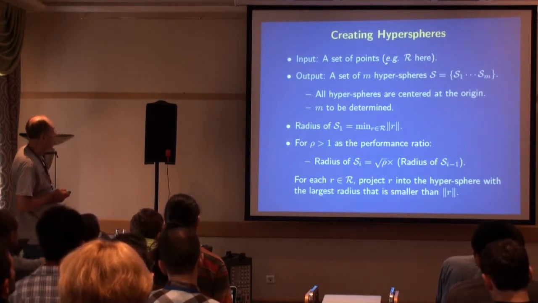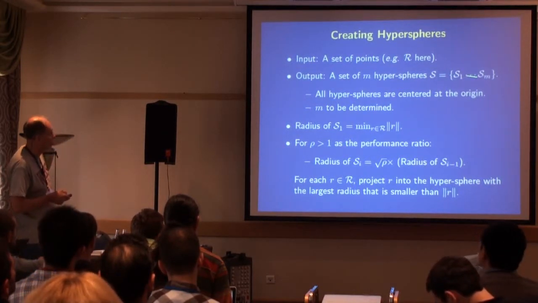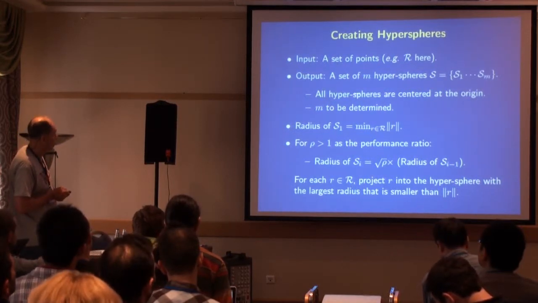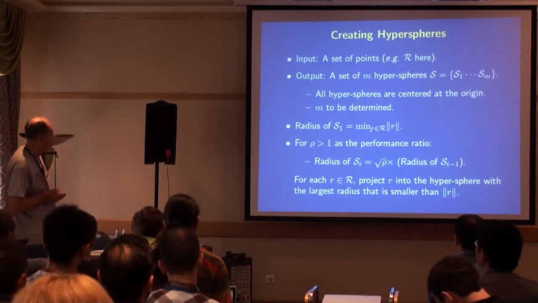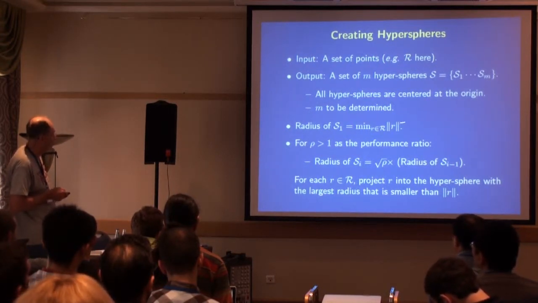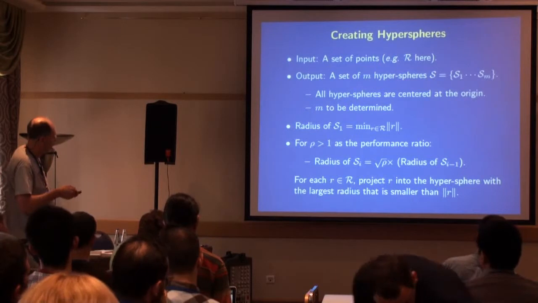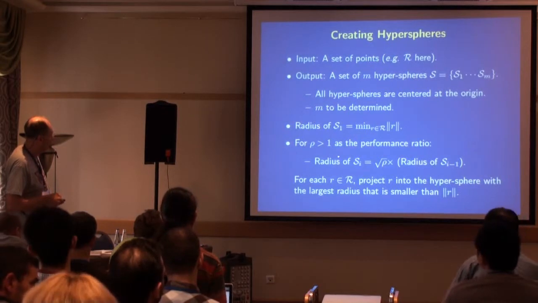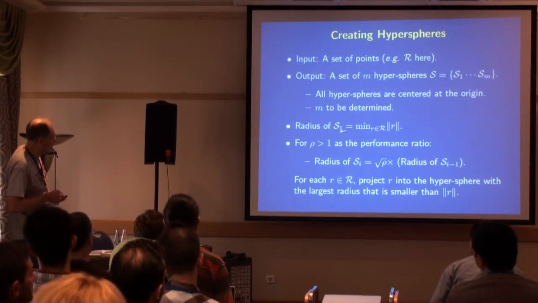Okay, the input, and you'll see in a minute why I'm taking this set of M hyperspheres. I'll come back to this, and hopefully it will be very clear why we're doing this. But all these hyperspheres are centered at the origin. We'll figure out what M is after a while. The first hypersphere is the closest vector to the origin. Rho greater than 1 is going to be the performance bound, the approximation ratio. And we build these spheres up by multiplying the previous sphere radius by the square root of the performance ratio.